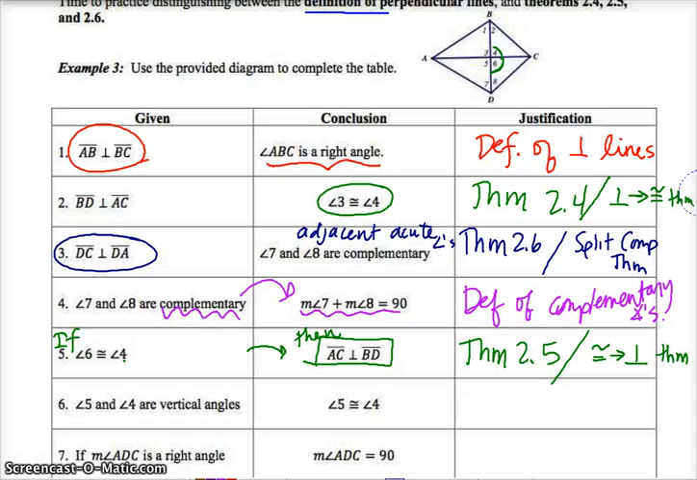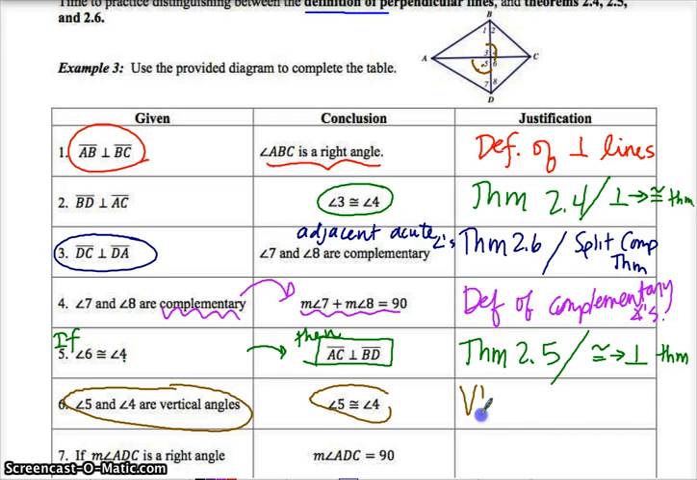Okay, let's look at number 6. Number 6 says that angle 4 and angle 5 are vertical angles. Well, therefore they are congruent to each other. If two angles are vertical, then of course they're congruent, because when did we learn that? We learned that because that's the vertical angle theorem. We just learned that last class. The vertical angle theorem says that if two angles are vertical angles, then they must be congruent to each other.